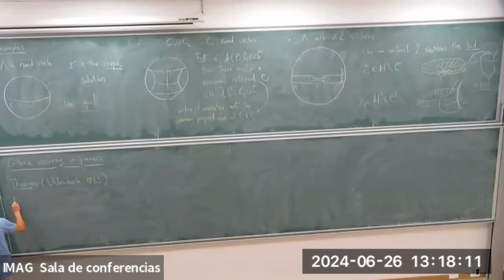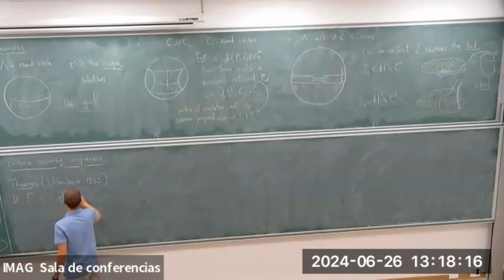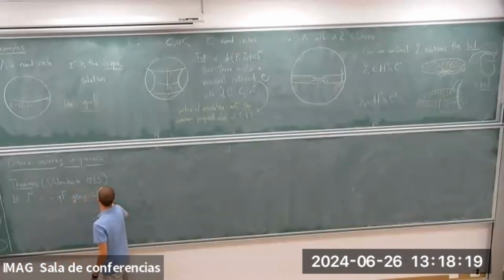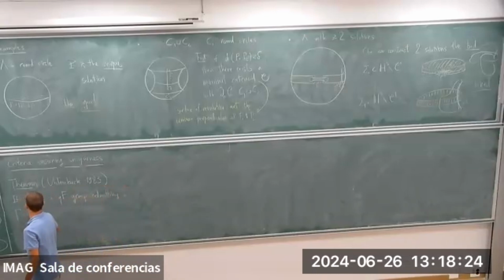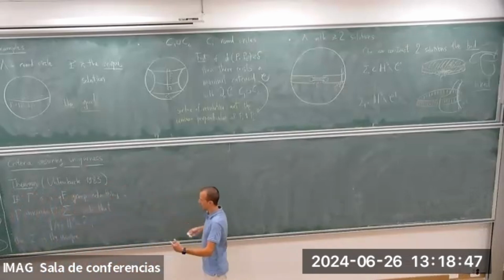be consistent. So the criterion is the following: if gamma is a quasi-Fuchsian group, and sigma is a gamma invariant solution such that there is a condition on the second fundamental form, the norm of the second fundamental form squared is less than 2, then sigma is the unique solution among gamma invariant ones.